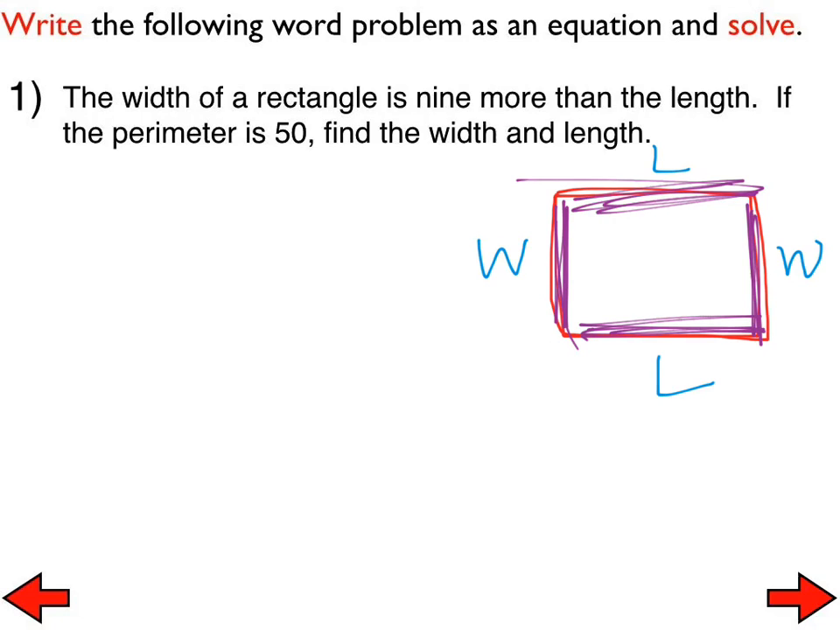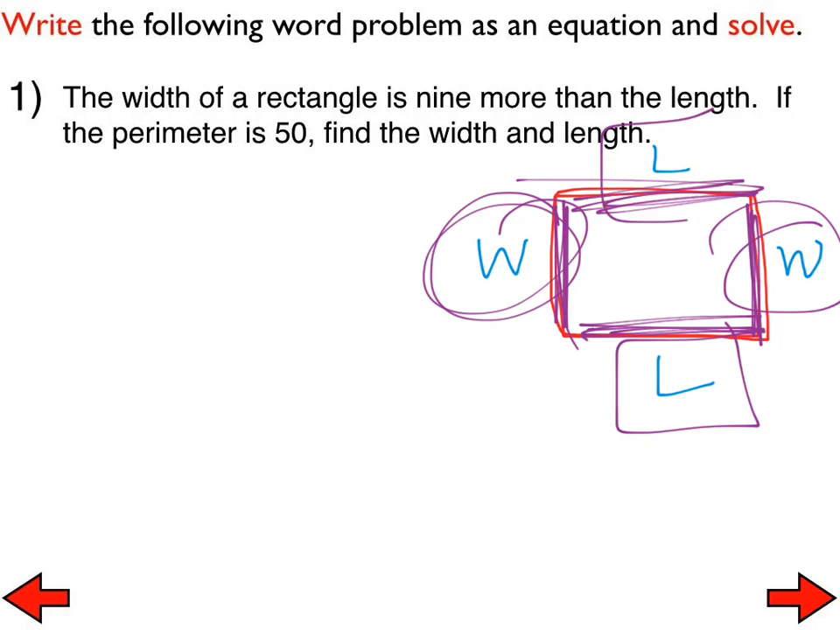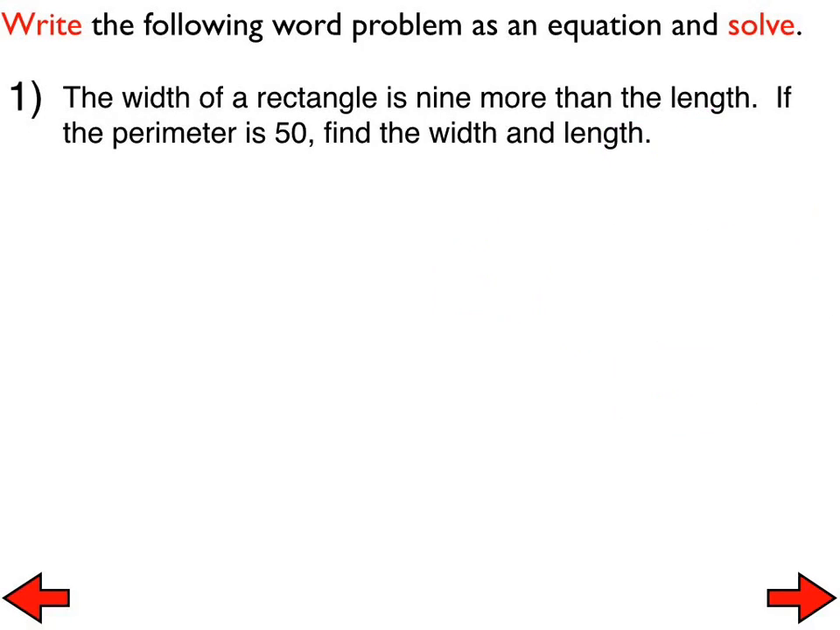We have to keep that in mind when we're setting up our little mini table for these type of problems, because we are adding up 2 widths and 2 lengths. We have to keep that in mind, okay? All right, so let's take a look at the very first sentence. The very first sentence says the width of a rectangle is 9 more than the length.